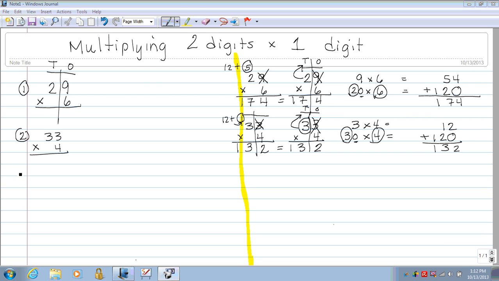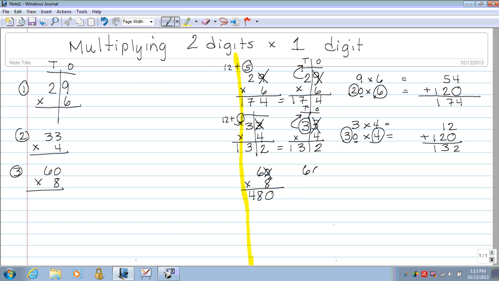All right, example number 3. We have 60 times 8. 0 times any number is 0. Cross out that 0. Now I multiply 8 times 6, and we know that 8 times 6 is 48, so the product is 480.